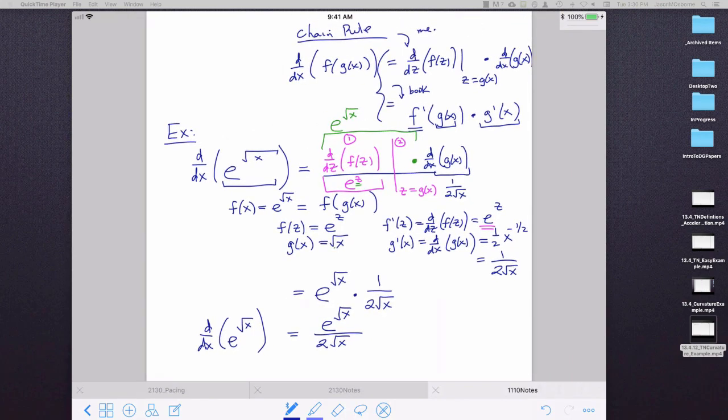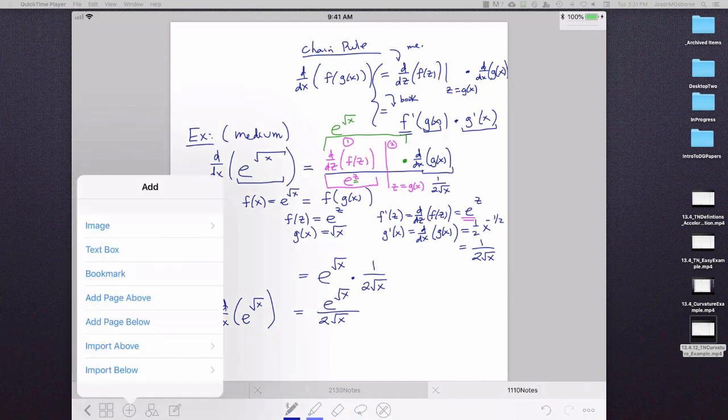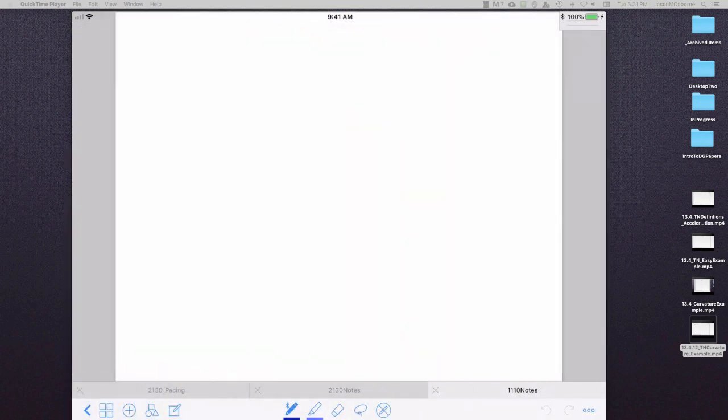I'm going to advocate these steps because this will help keep you organized. Okay. So I'm going to throw in one more example. I would say this is a medium example. The first example was pretty easy. Okay, I'm going to throw in another example here, add page below. That may be a little bit trickier.